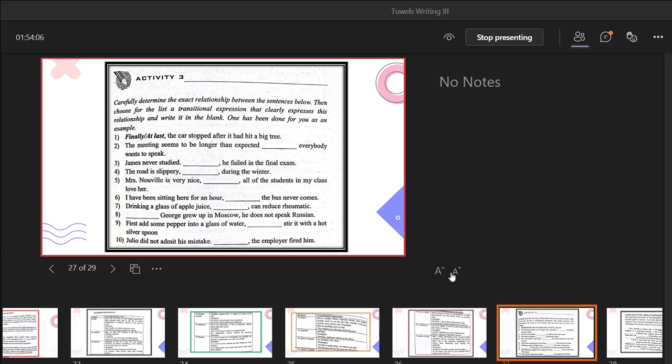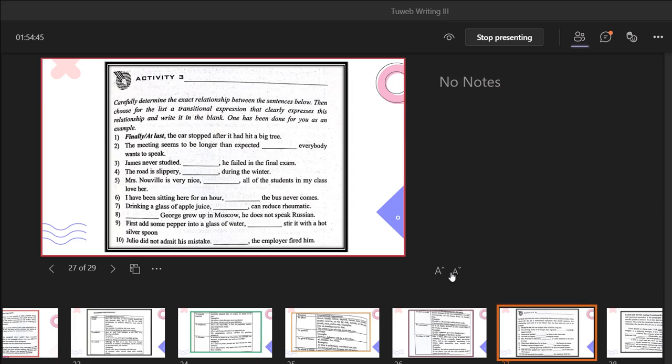Number 4, the road is slippery blah blah blah during the winter. Okay, when do you need to use moreover? Moreover, yes, moreover during the winter, especially during a winter, yes. Next one, number 5, Mr. Neville is very nice, blah blah blah, all of the students in my class love her. Sama dengan nomor 3 tadi. Yes, therefore, atau as a result, atau that's why, that's why all of the students in my class love her.